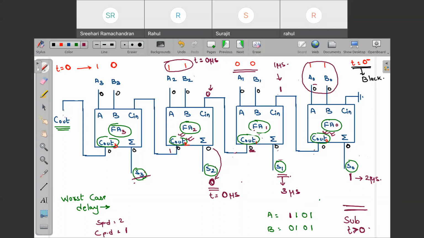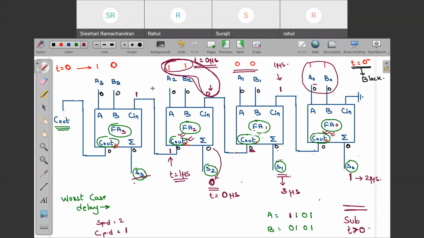So when is this Cout being generated? This Cout is generated at t equal to 1 microsecond. Why? Because all the three inputs were available at 0 microsecond. So after 1 microsecond only this was 1. Tell me if this concept is clear or not. Clear, clear. Shriyari, Surjit, this was your doubt, so I need to know.